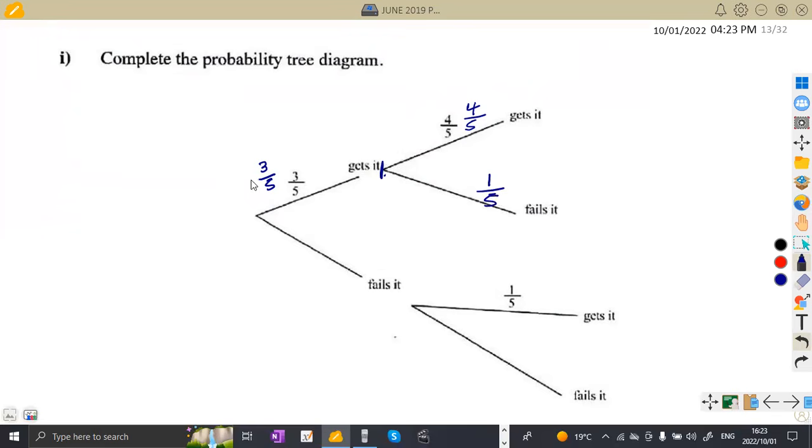Even from this one, for this guy to pass this one, or to get it correct, what about failing it? It's 1 minus 3 over 5. So it's simply 1 minus 3 over 5, which is going to give you 2 over 5. Now, if this guy fails the first one and passes the other one, it is going to be 1 over 5. What about failing? It's simply 1 minus 1 over 5, which is going to be 4 over 5. So that's what we simply needed on this diagram. Okay, so we have completed our probability tree diagram.